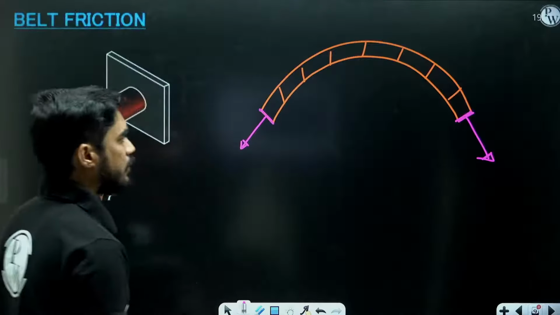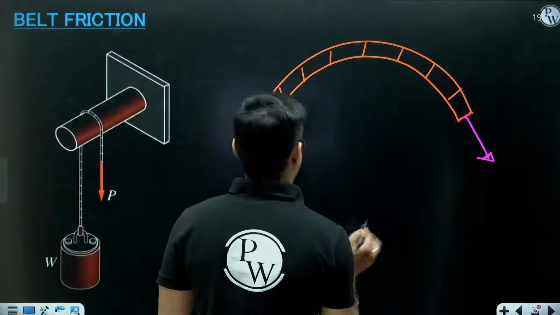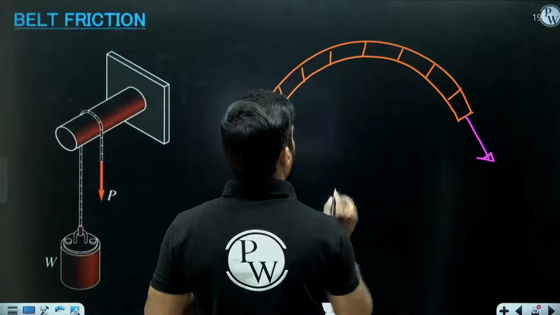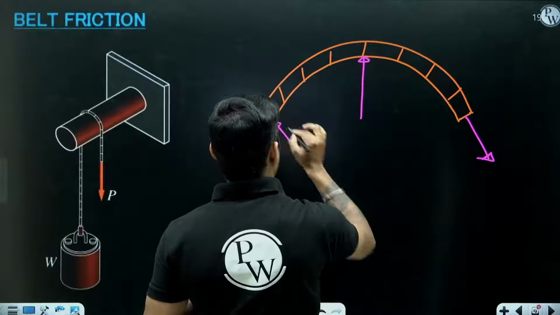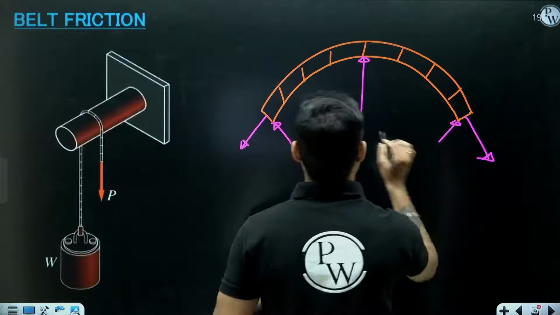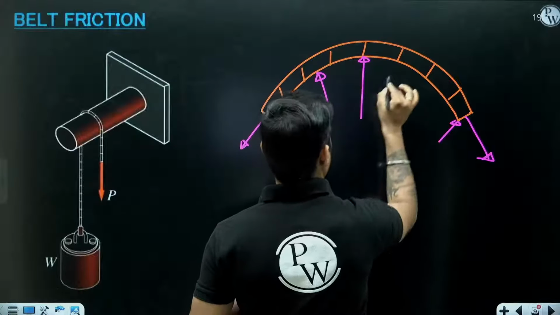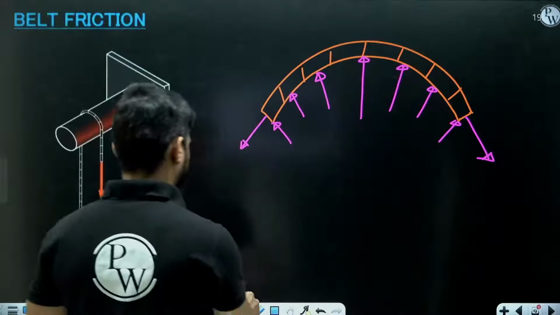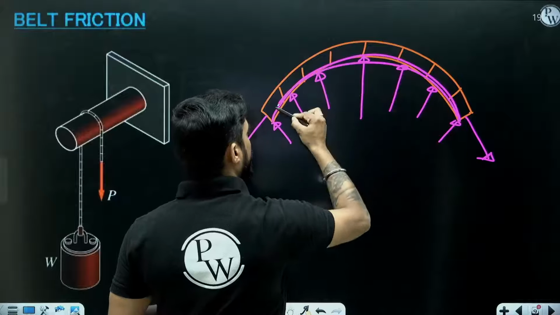Now understand. There will be normal force acting from here to here. At the center, that normal force will be maximum. At the corners, that normal force will be minimum. So it will be like this. What is this? This is the normal force acting between the rope and the rod.